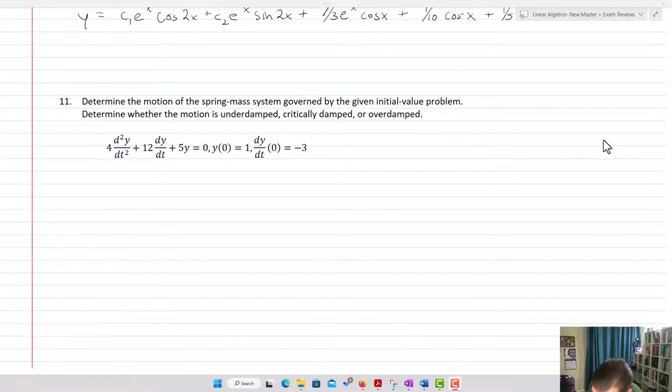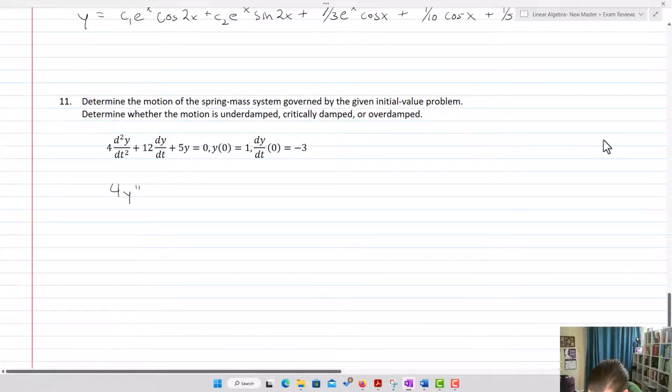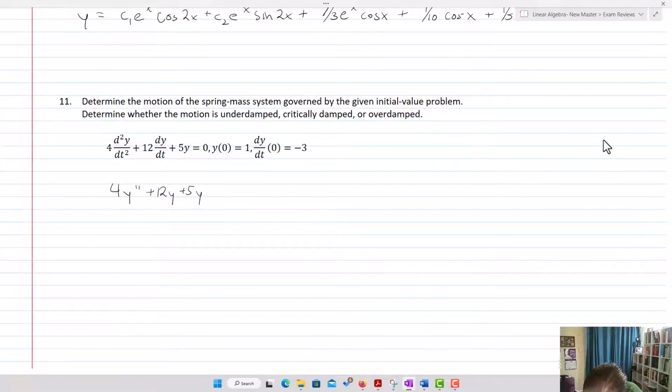There it is. So I've got 4y double prime plus 12y prime plus 5y equals 0. And so this then is going to be 4r squared plus 12r plus 5 equals 0. Okay. And now what I'm going to do is figure out what r is, just like I normally would. And that's going to help me determine if this is an underdamped, critically damped, or overdamped system.